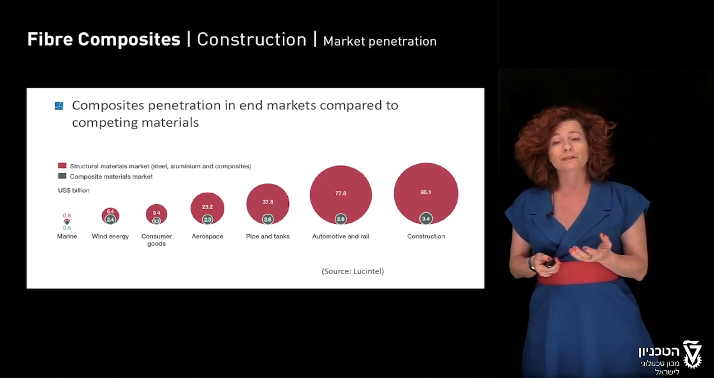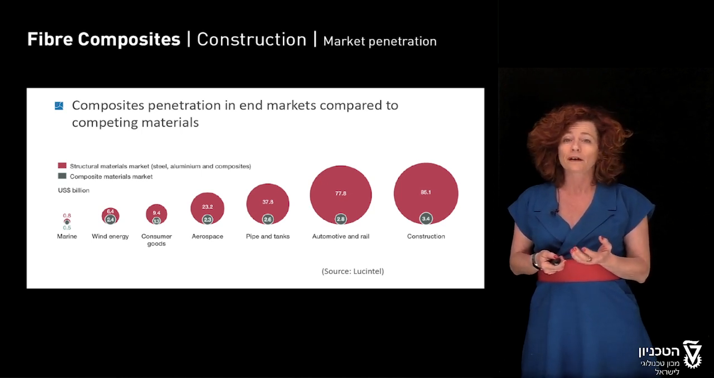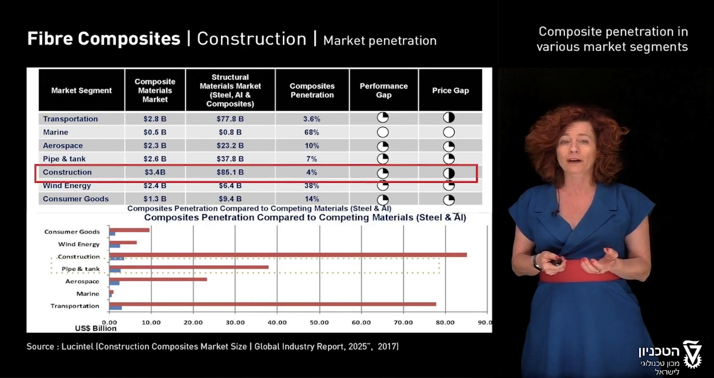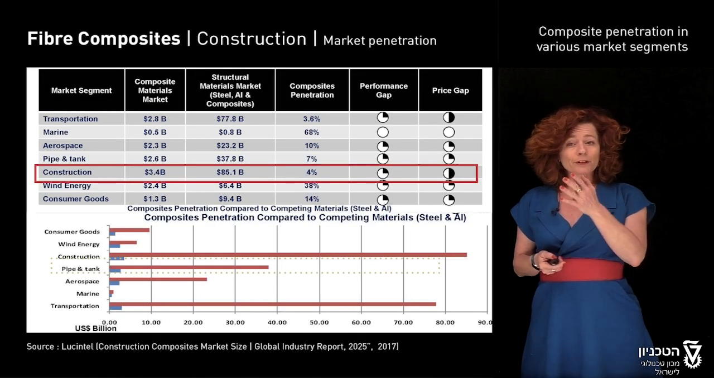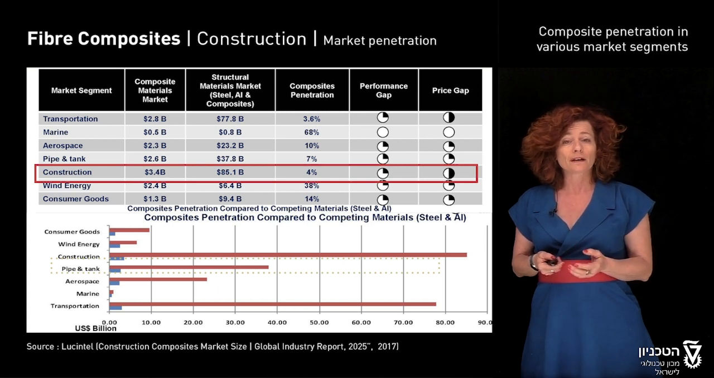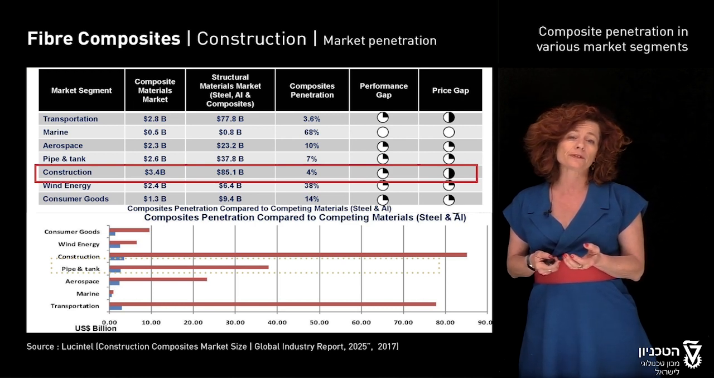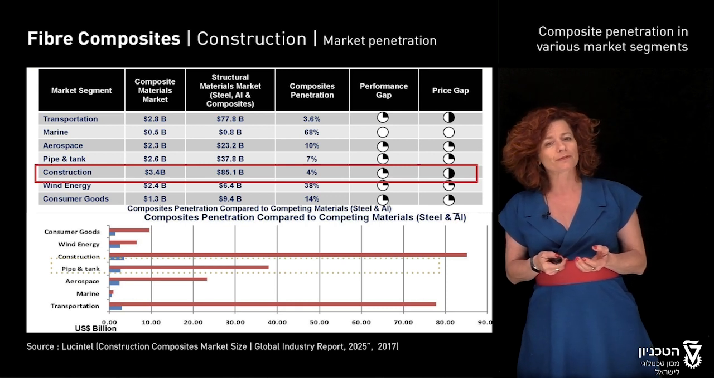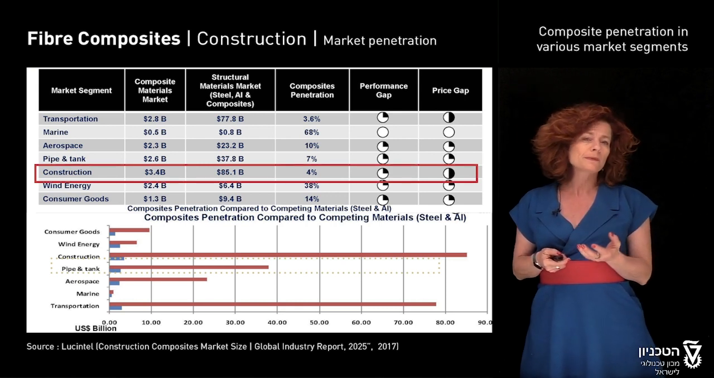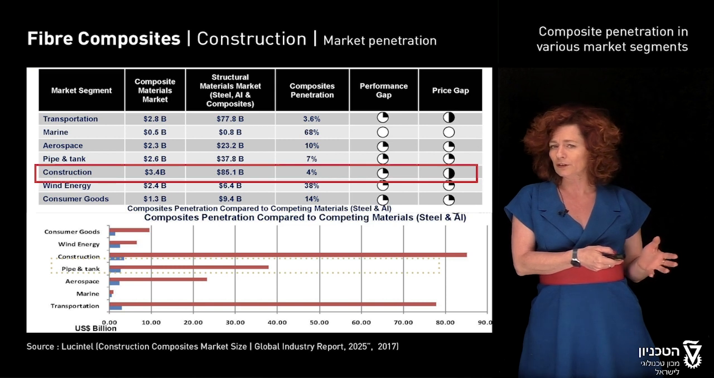Now, compared to the potential to other materials in our sector, they represent only 4%. This is surprising and extremely low. Even when you compare to other sectors, the market penetration is far behind marine, of course, but also transportation, aerospace, and even consumer goods. There is no significant performance gap. So it's not about performance of the material for our architectural requirements.